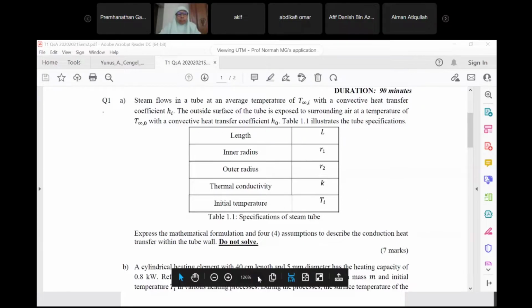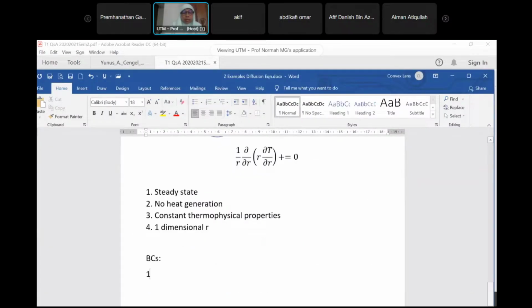Steady state, so no heat generation. At r equal to r inside, then what do we have? We have the convective boundary condition. At r equal to r outside, we have R1, also R2, another convective boundary condition. What is the convective boundary condition?